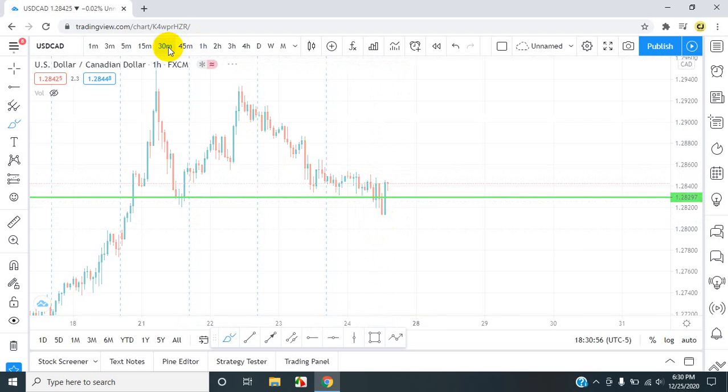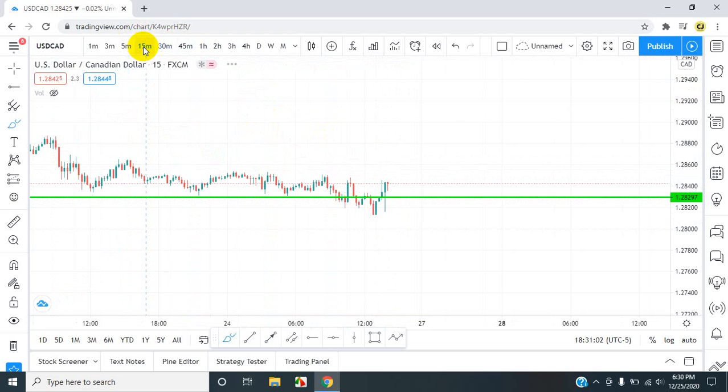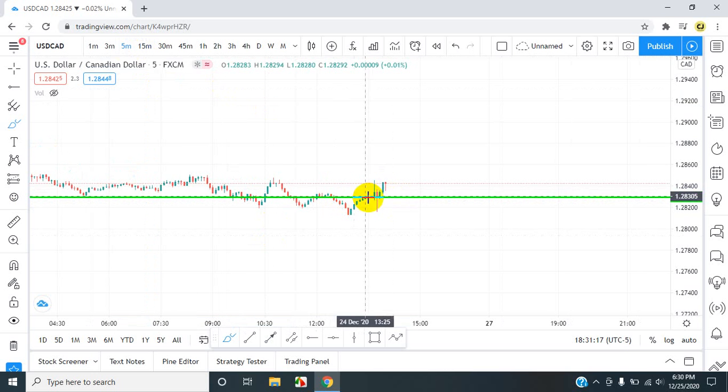Let's go down to 30. Still riding up and down on that support. And we can see a retest of that support once again with this green second to last candle. That green candle came back to touch support one more time to see what it's going to do. Let's go down to the 5 and see if we see anything else, and we see the same thing.